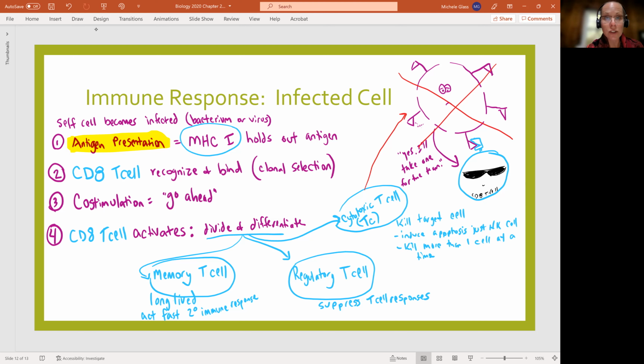And when it's working great, it prevents autoimmune response. An autoimmune response is when your immune system does attack your cells. And there are several examples of that that are given to us in our textbook if you'd like to read a little bit.